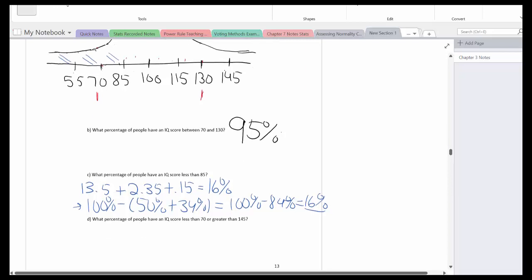Okay, part D. What percentage of people have an IQ score less than 70 or greater than 145? So now we'll get rid of this region. It's those 2 there, which we know is going to be 2.35 plus 0.15, and greater than 145 is also 0.15. That's going to end up being 2.65%.